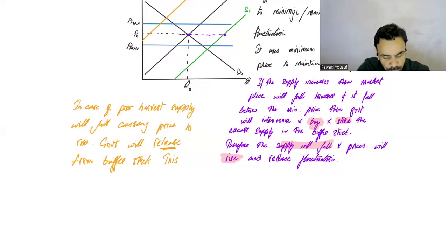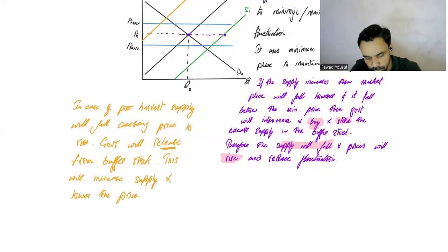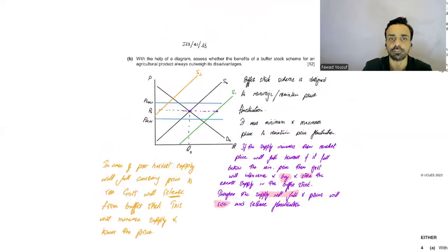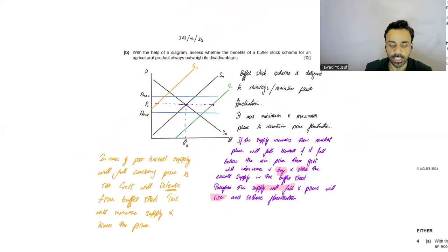So government will release the buffer stock. This will increase supply and lower the price. So these were the three marks in the case study when they asked how buffer stock works, and this is what you have to write in this case.